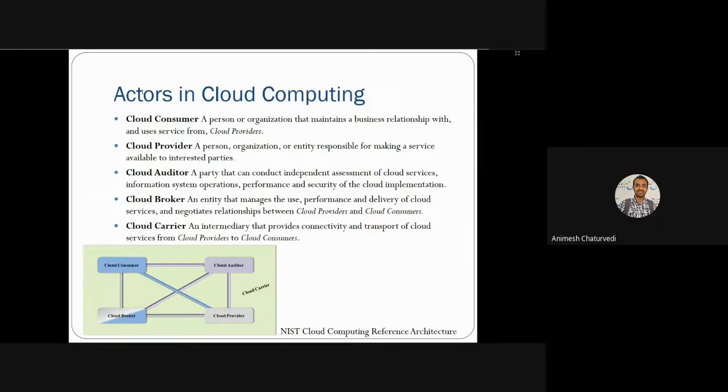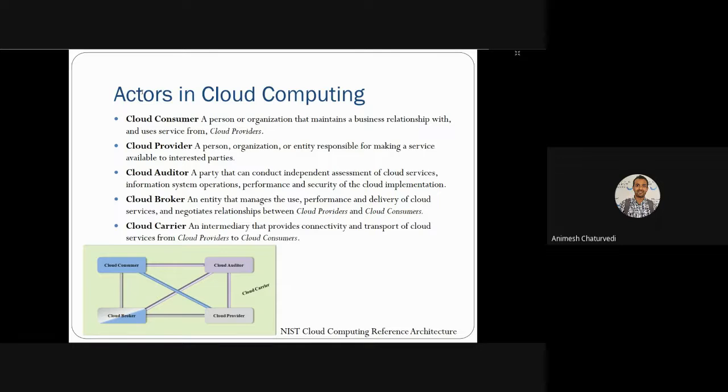What a broker does: management of performance. They measure the delivery of cloud computing. They negotiate the relationship between the cloud provider and work with the cloud consumer. So these are the important things that a cloud broker does: management of various activities, performance, delivery, and services, and negotiation of the relationship between provider and consumer. So the broker works between provider and consumer.